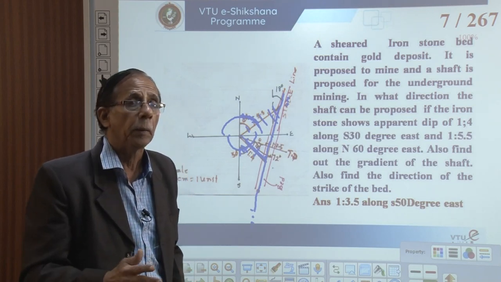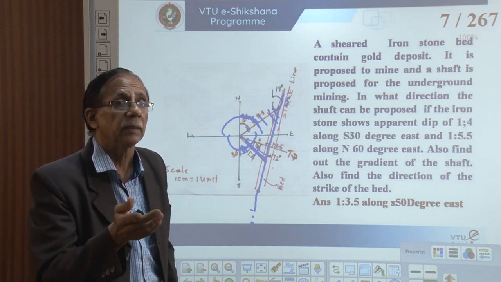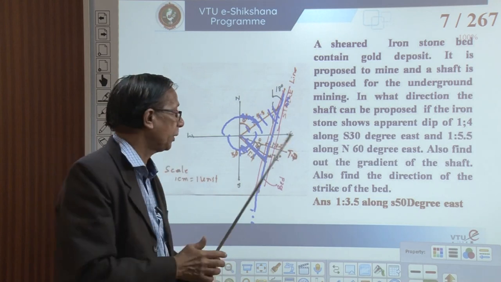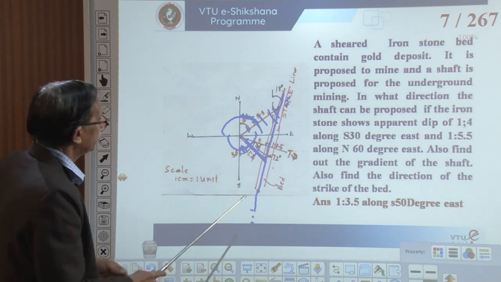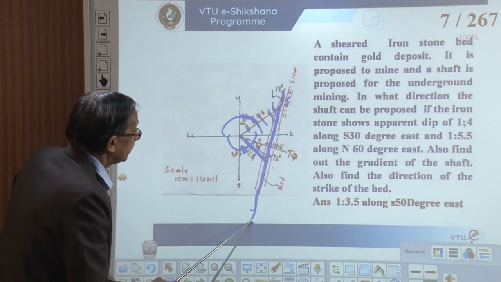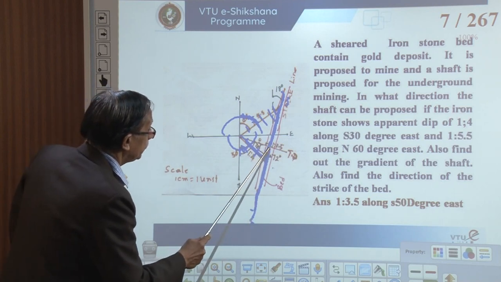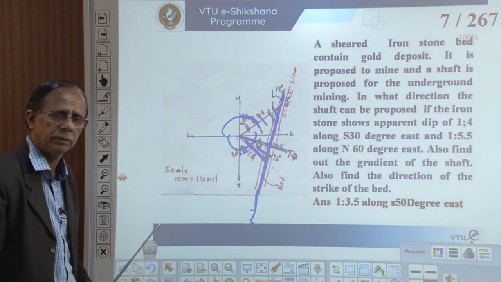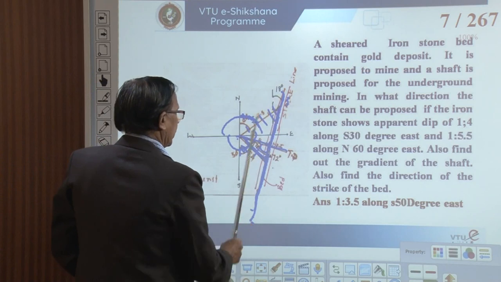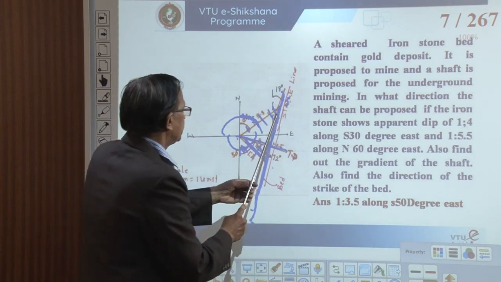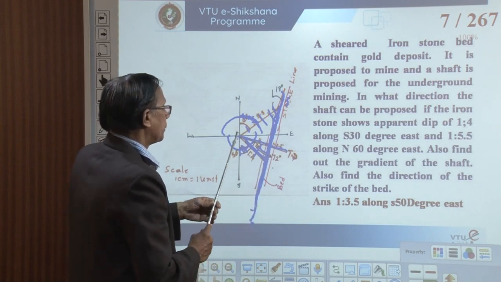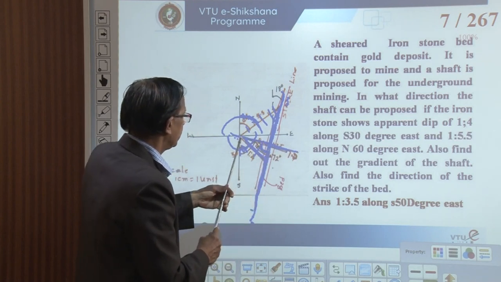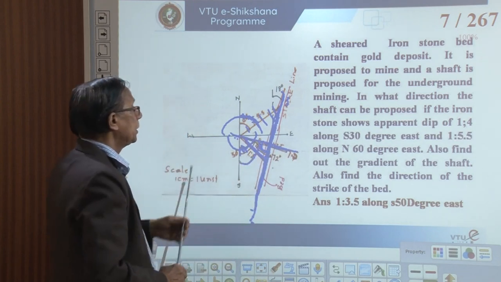We know that perpendicular to the strike there is the true dip. Therefore, true dip is nothing but the shaft itself. Therefore, I have to find the true dip. How to find it? If this is the strike direction, from this point I have to drop a perpendicular to it. There are several ways you can construct that; I do not tell here. This is the direction of the strike. From this point we drop a perpendicular to it, and this becomes the direction of true dip.